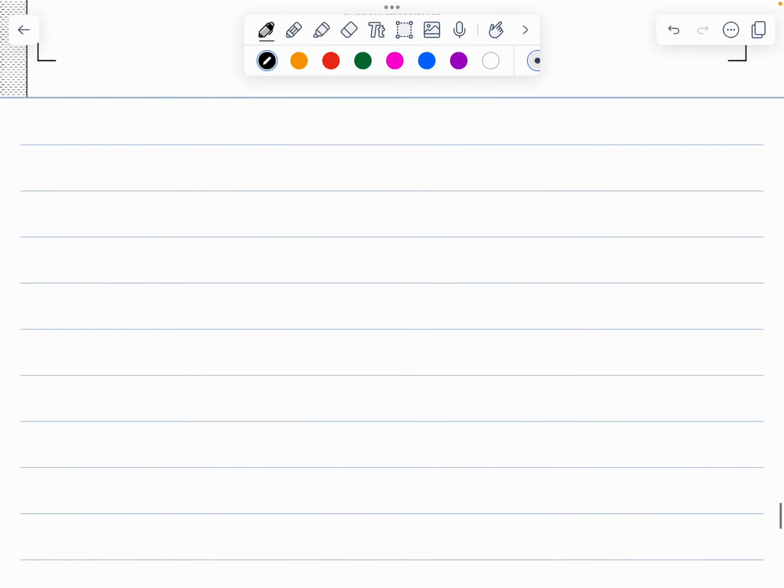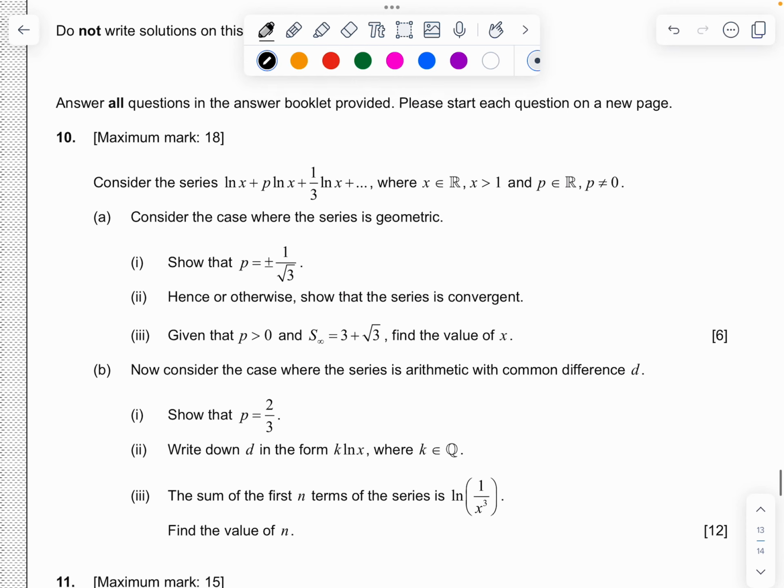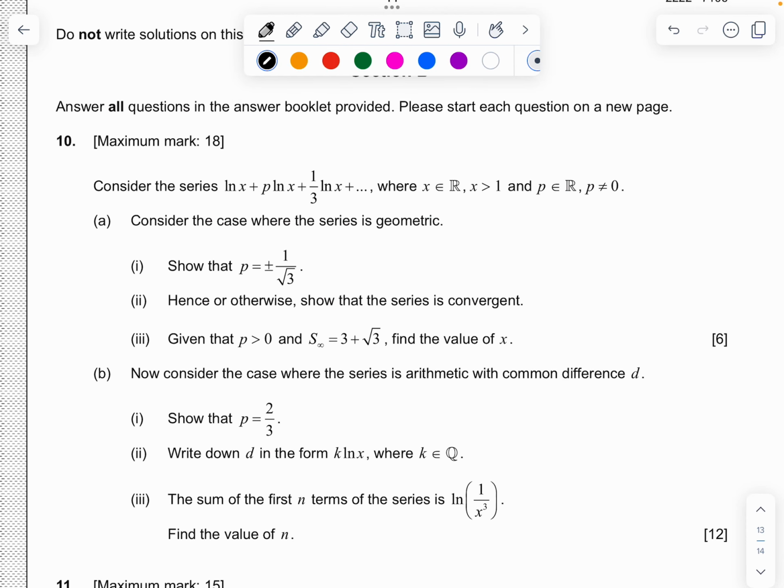Now what is that? Consider the series ln x, p ln x, 1 upon 3 ln x, and so on. Consider the series is geometric, and show that p equals plus or minus 1 upon root 3. That is what we are asked to prove.